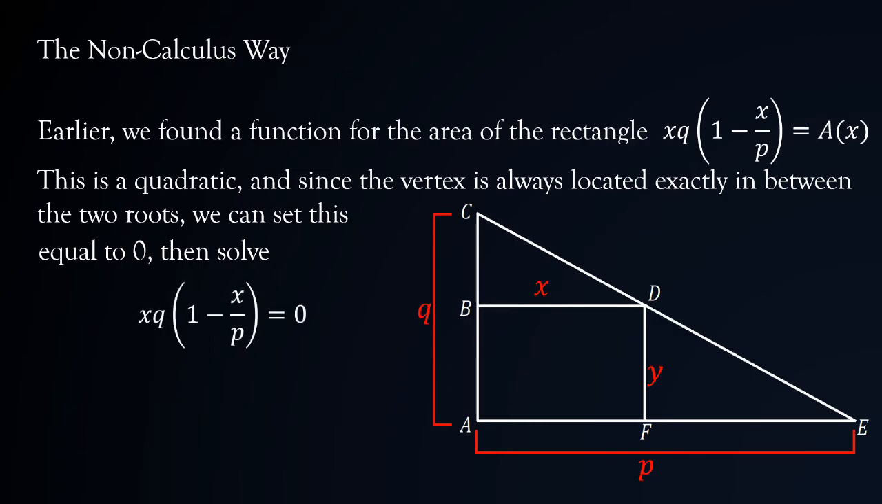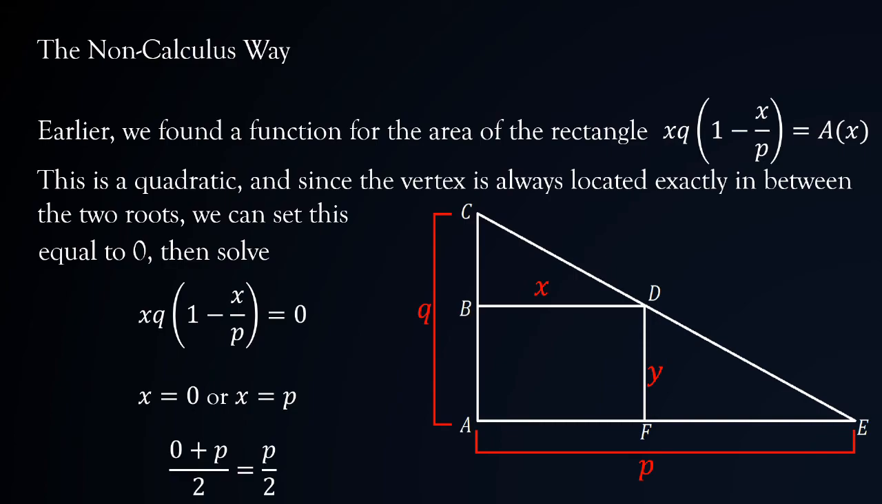So this gives us xq times the quantity 1 minus x over p is equal to 0. Since the product is equal to 0, each factor must be equal to 0, and this gives us x equals 0 or x equals p. The vertex must be located exactly in between these two points, so therefore in order to get the maximum, we only need to take the average of 0 and p, which naturally is p over 2.